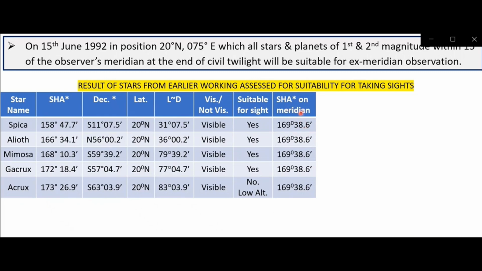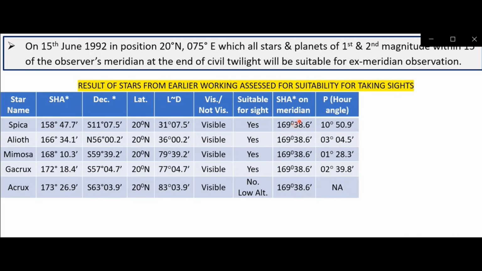So the SHA of the imaginary star on meridian would be so much. The SHA of the respective star is as tabulated here. The difference between these two for respective stars shall give us the R angle P. So this R angle P for Spica is the difference between 169 degrees 38.6 minutes and 158 degrees 47.7 minutes. Likewise, we have got the R angle for all the stars.